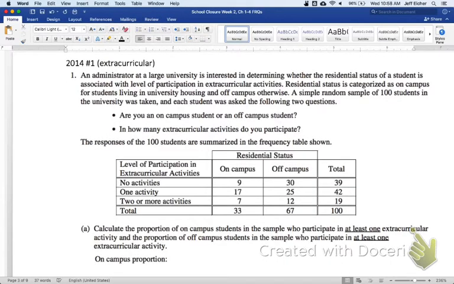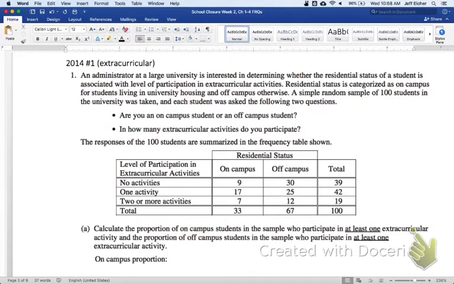Notice we got a two-way table. Residential status is a categorical variable, on and off campus. And level of participation, no activities, one activity, two or more activities, is a categorical variable. So this was the very first question, so you can imagine yourself opening the free response booklet and looking at this question, number 1. What would you do?